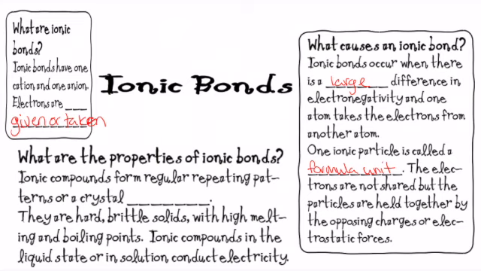So what are the properties of ionic bonds? Ionic compounds form regular repeating patterns or a crystal lattice. They are hard, brittle solids with very high melting points and boiling points. Ionic compounds in the liquid states or in solution can conduct electricity.